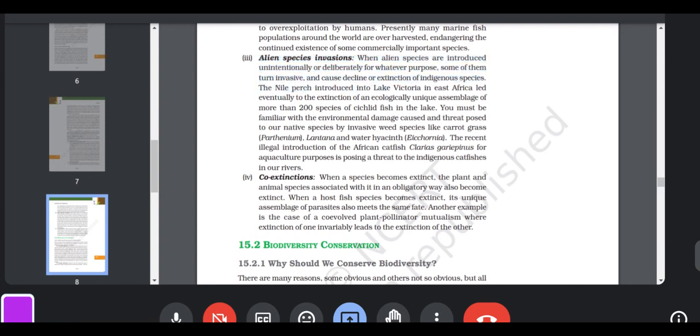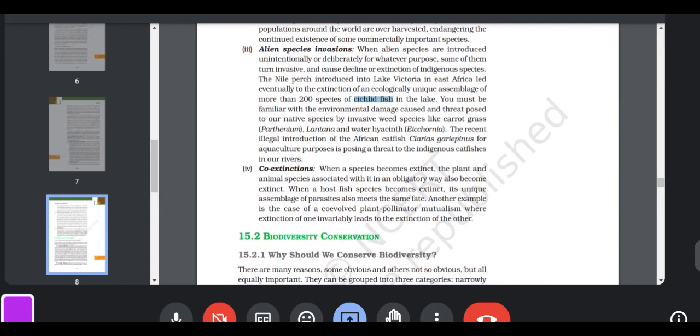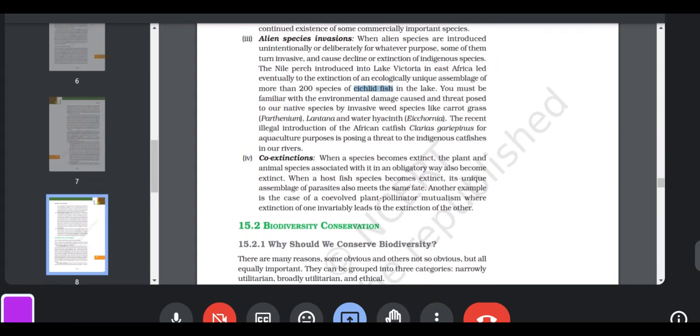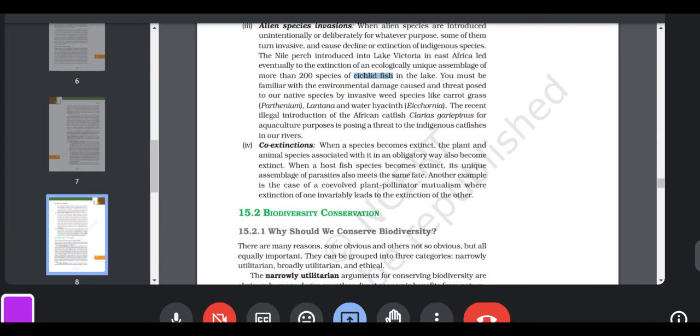alien species invasion. The example from here: the Nile perch introduced into Lake Victoria in East Africa led eventually to the extinction of an ecologically unique assemblage of more than 200 species of cichlid fishes in the lake. So it is because of the invasion of the Nile perch that the cichlid fishes became extinct. It happened like this.